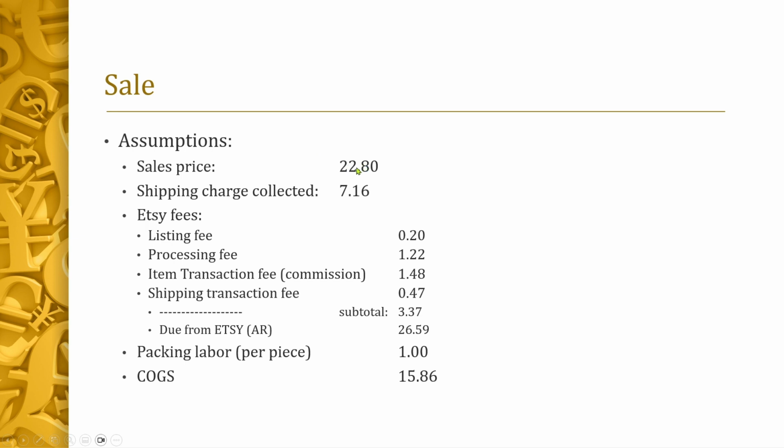The sales price for the item is $22.80. Shipping was collected based on the weight and size assumptions. Overall, all of the fees amount to $3.37. When we calculate and total it up minus the fees, this is what Etsy will have to send us to the bank account, so they will owe us this amount of money. Let's take a look at the journal.